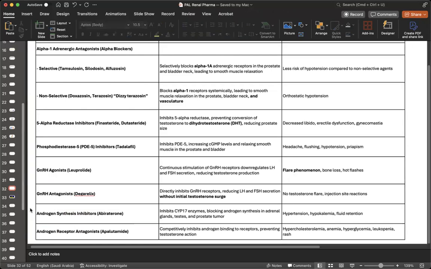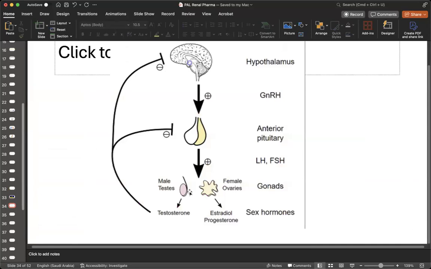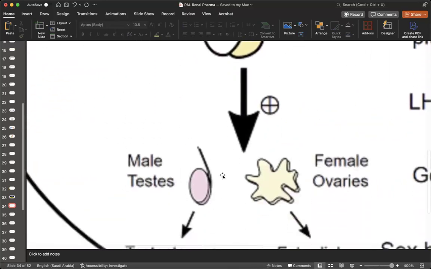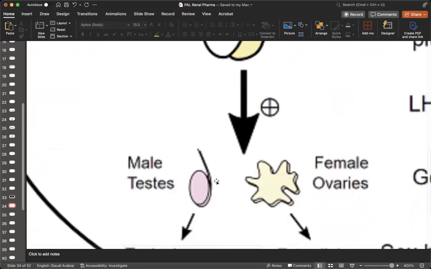Okay, so what am I saying? I want to zoom in as much as possible so you can focus on the male testes. You can either inhibit the synthesis of the androgens in the testes, or in the adrenal glands, because remember, androgens are also made in the adrenal glands. And that's going to be what? An androgen synthesis inhibitor.